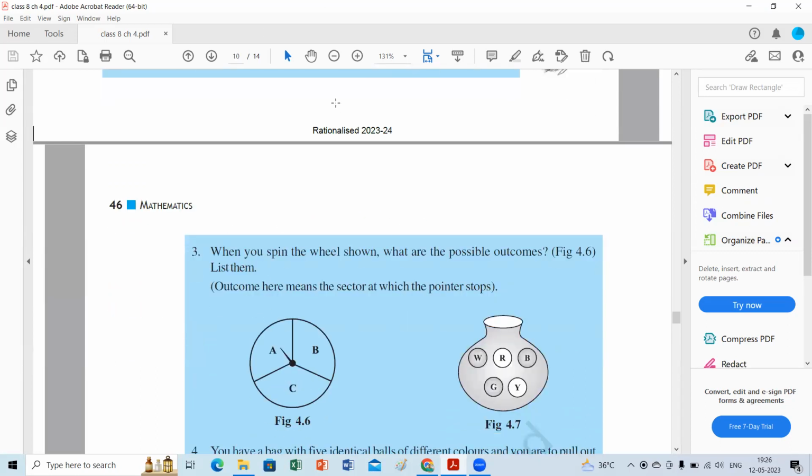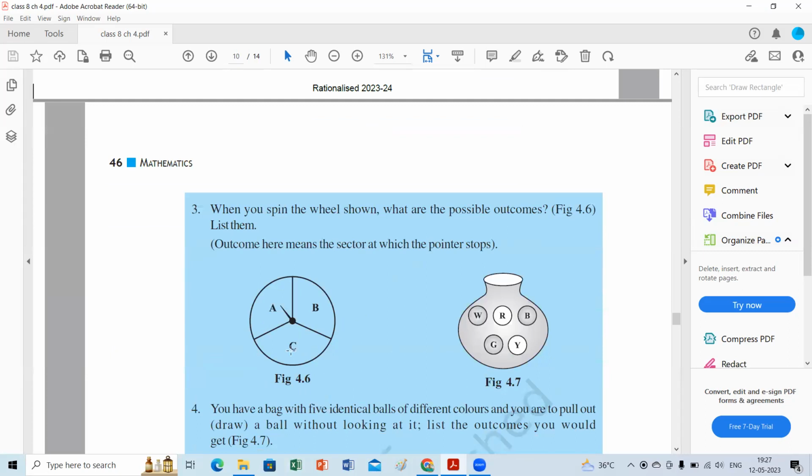Now coming to the situations, children. Observe the situation. When you spin a wheel, there is a wheel here. You see there is a marking of A, B, C sectors. What are the possible outcomes? List. A, B, and C. Is it a possible outcome as a D? What is the possible outcome of D? 0. Very good.